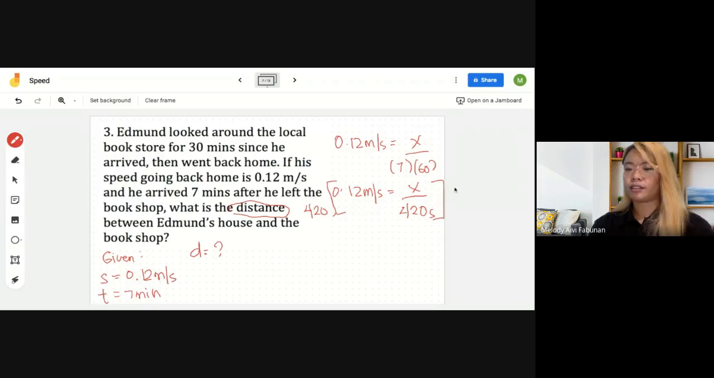Ayaw na niya magsulat. Sulat ko na lang dito sa mahaba. Ulit. 0.12 is equivalent to x over 420 seconds. So we are going to multiply both sides by 420 seconds so that we can cancel this one. So we have x is equivalent to 0.12 divided by 420 seconds. So now what is our distance?